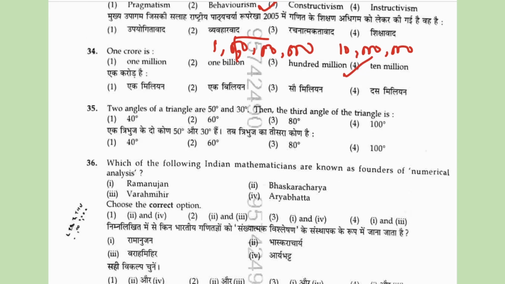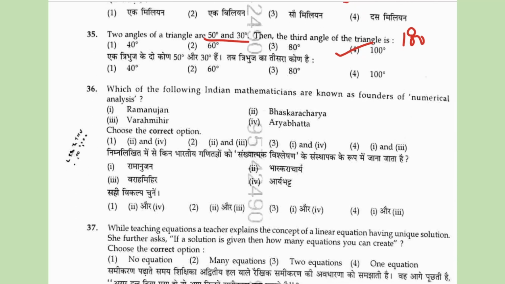Two angles of a triangle are 50 and 30. The third angle is 100 because 180 is the sum of the three angles. 50 plus 30 is already 80. So 100 will be your third angle.